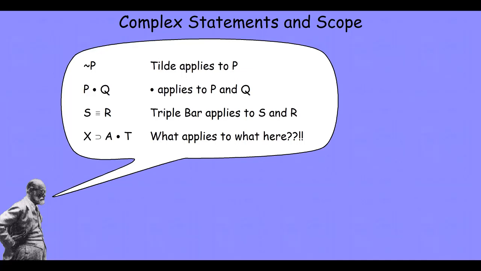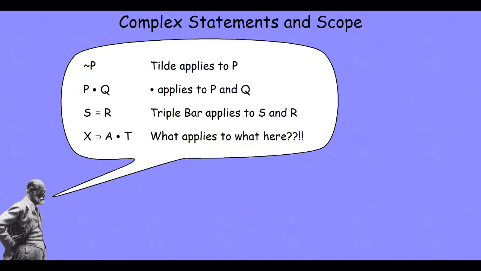Consider the following statements. Tilde P: tilde applies to whatever it's immediately to the left of. It's a unary connective. It applies to one thing. So tilde applies to P. P dot Q: the dot, that logical connective, is in the middle of two simple statements. There's nothing else, so it reaches out and connects P, reaches out and connects Q. It says both of these things are true. Same with S, triple bar, R. Two simple statements, logical connective in the middle of them. Triple bar reaches out and grabs S, reaches out and grabs R. It says these have the same truth value.